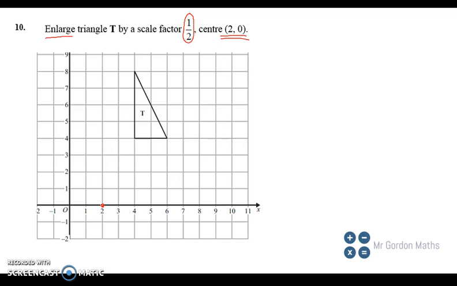So you can see this side here is 2, so on the new shape that will be 1, that will be half. This is 4, so that will be half down to 2. And because we've got the centre of enlargement, we know that each of these points are going to be half the distance away from the centre as they are now.